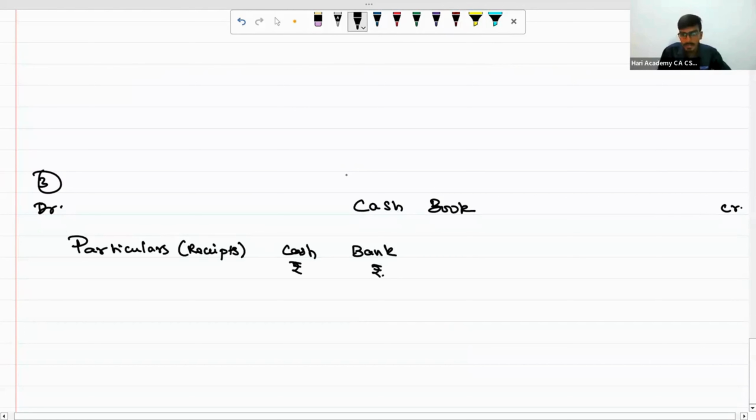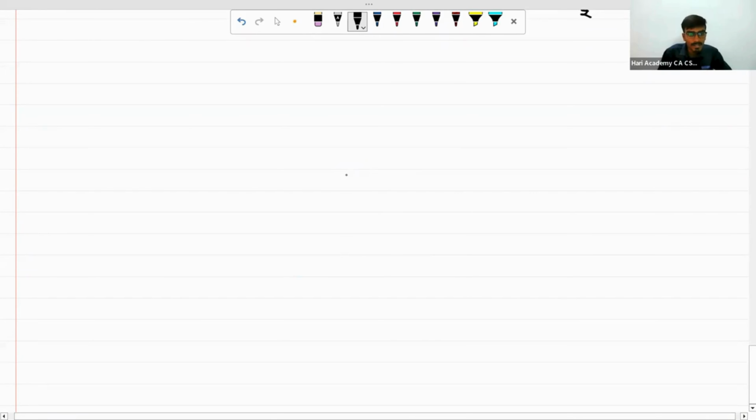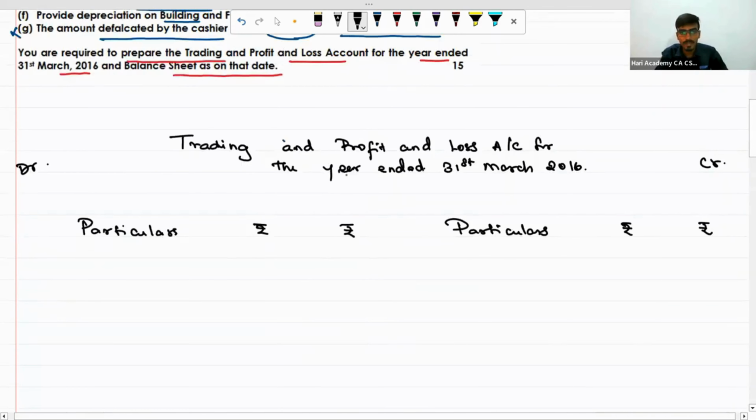Then here also particulars, cash, rupee symbol, bank, rupee symbol. This is what we are going to do, and we are having our 10 to 15 lines. And then our fourth part, an adjustment. Now only we will start with the proceedings. Okay, we will do. Everything is done.